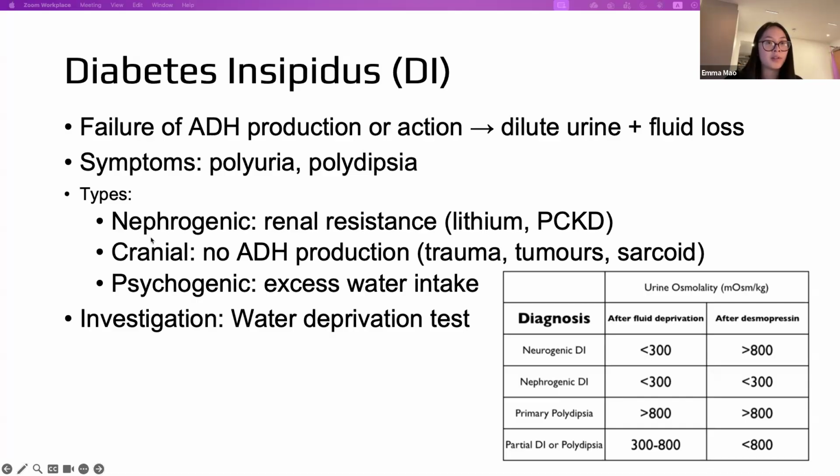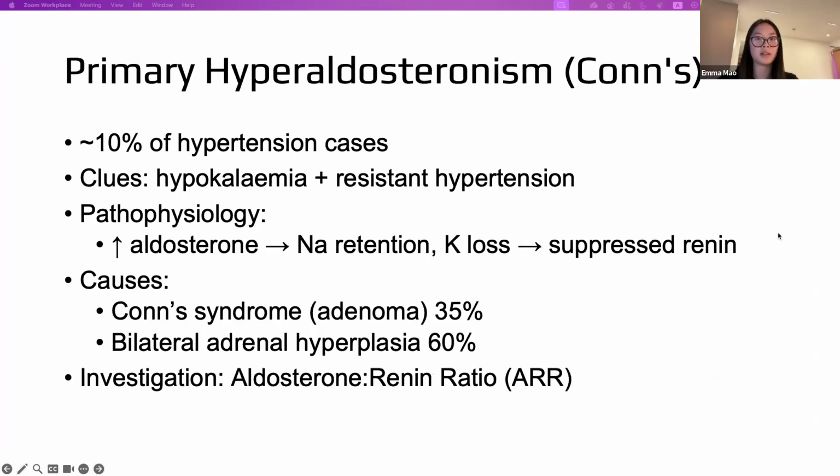The types we have are nephrogenic, when the kidney doesn't respond to ADH, which can be caused by lithium, for example. And then we have cranial diabetes insipidus, where there is no ADH production. And then psychogenic as well, which is excess water intake. That can be tested with the water deprivation test. And here are the urine osmolarities you can have a quick look at, but this summarizes diabetes insipidus.